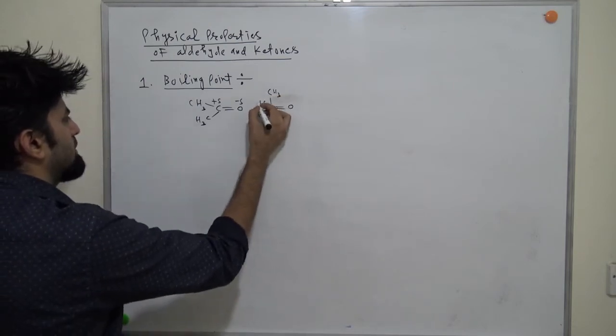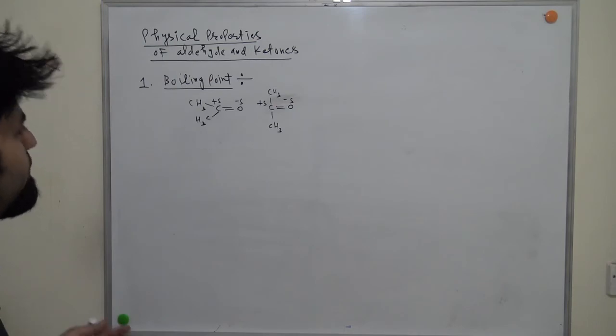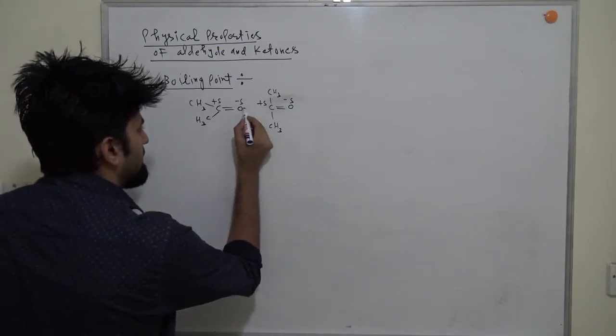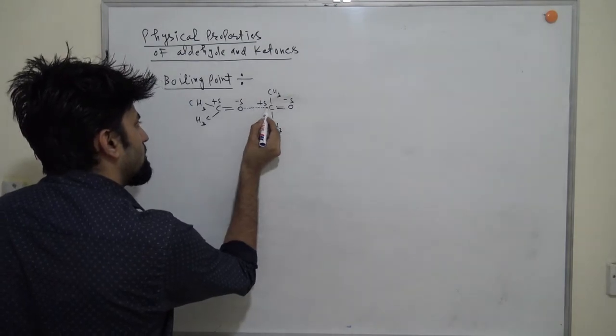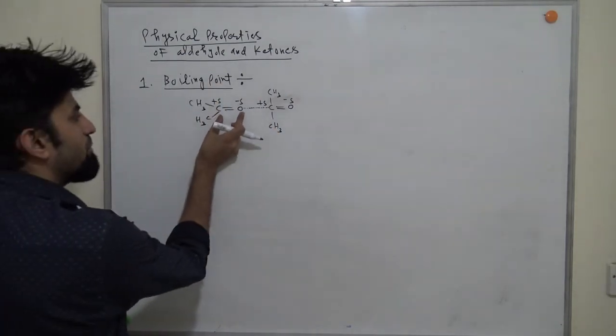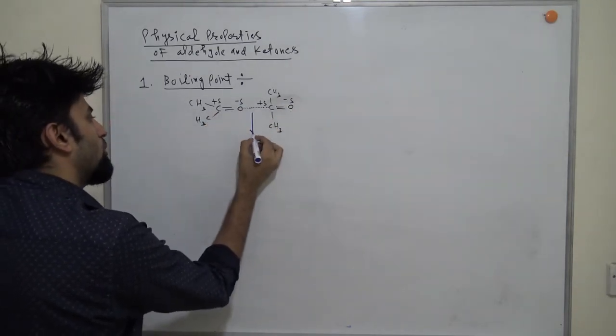This is delta plus, and this is delta minus. So basically, the intermolecular forces present in ketones and aldehydes are this delta minus and delta plus, weak van der Waals forces. This is one dipole, plus minus dipole, plus minus dipole.